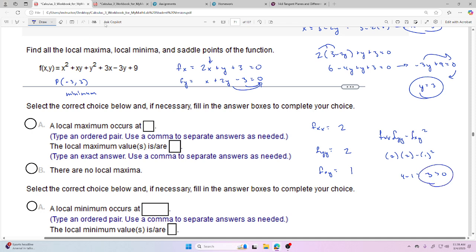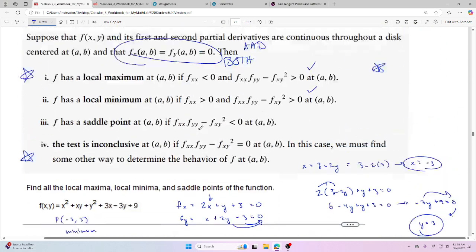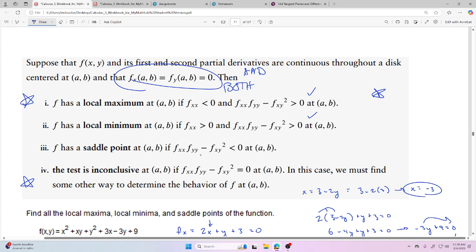What do I get when my second derivative test is greater than 0? Let's go back up. And right here, we got greater than 0. Oh, well, it's a min or a max then. Okay, so we got one of those. Now that we've decided that it's a max or a min, we need to use these guys to determine which one. So this actually comes first. What we did comes first. This comes later.